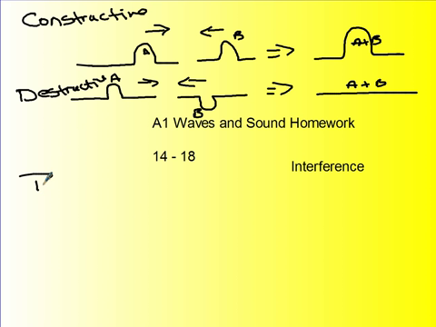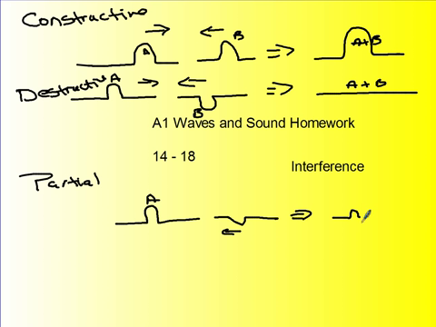Now partial is what happens when you have, partial. Suppose I have one wave that looks like this and another wave that looks like this. All right, when they get in the same place at the same time, oh goodness, who knows what this will look like.